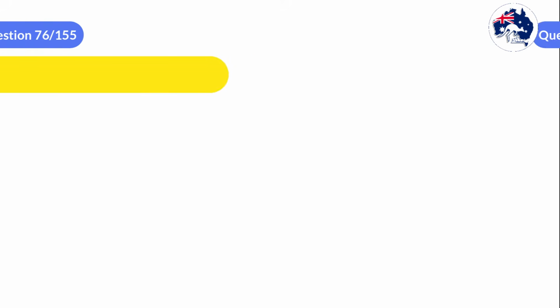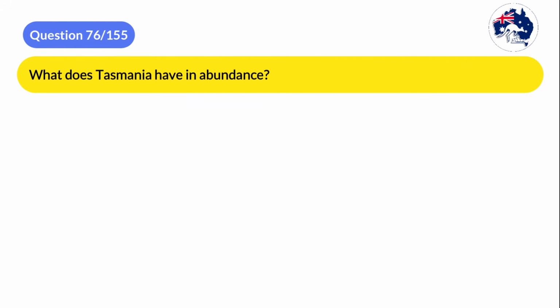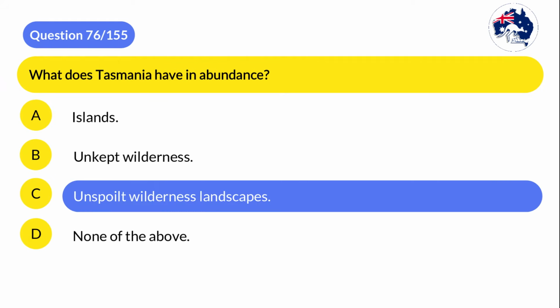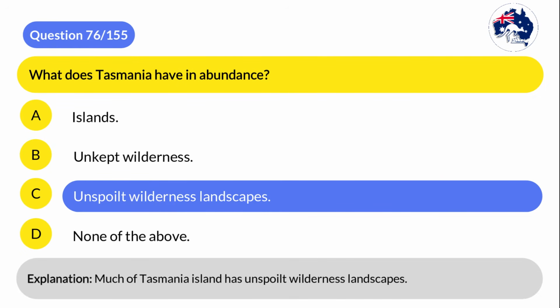Question 76. What does Tasmania have in abundance? A. Islands. B. Unkept wilderness. C. Unspoilt wilderness landscapes. D. None of the above. The correct answer is C. Unspoilt wilderness landscapes. Explanation: Much of Tasmania Island has unspoilt wilderness landscapes.